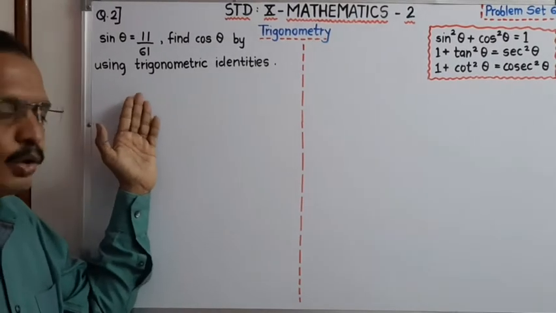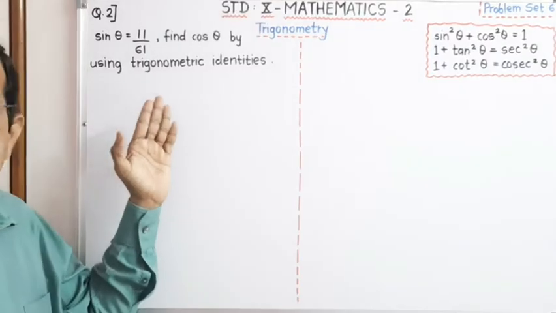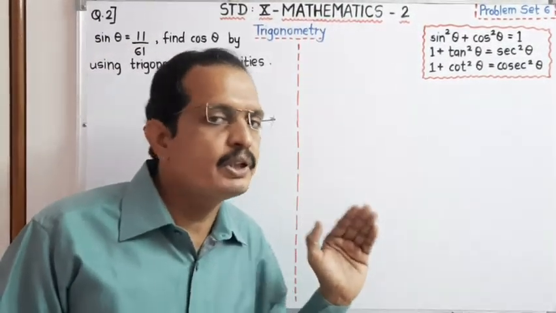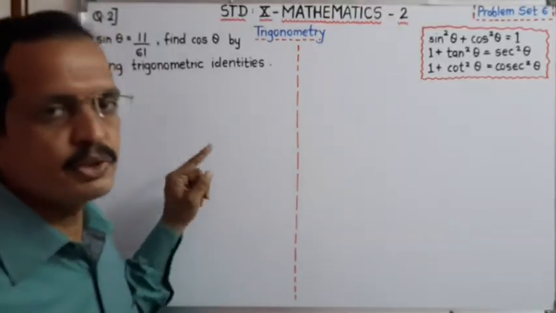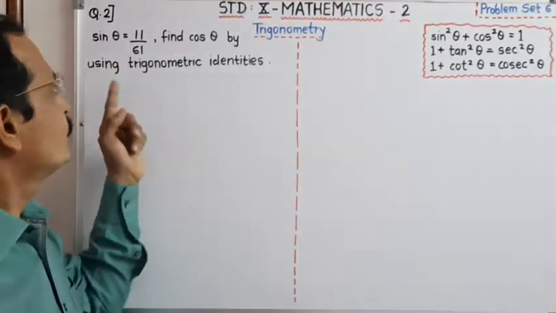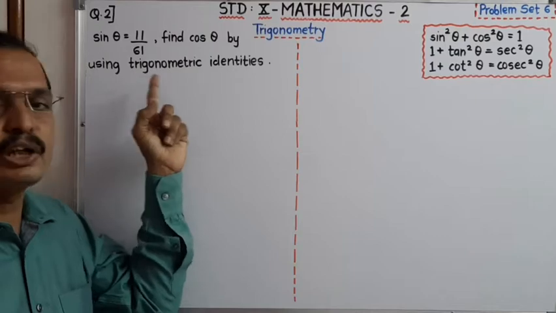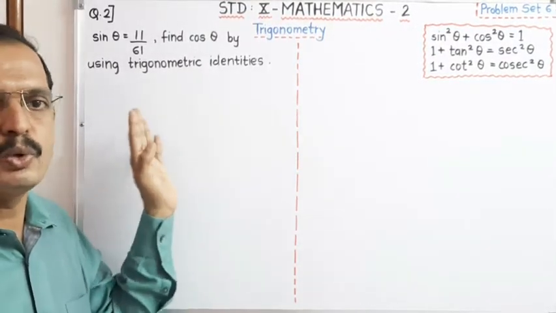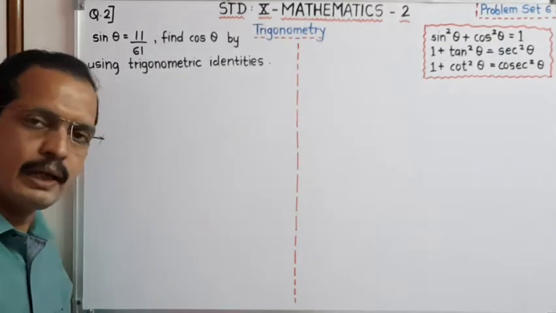In the previous videos I explained how we can solve this sum by two methods: by using trigonometric identities and by using the K method that you have already learned in standard 9. Here in this question it is mentioned that we have to solve by using trigonometric identities. Therefore there is no option, we have to apply only the trigonometric identity.